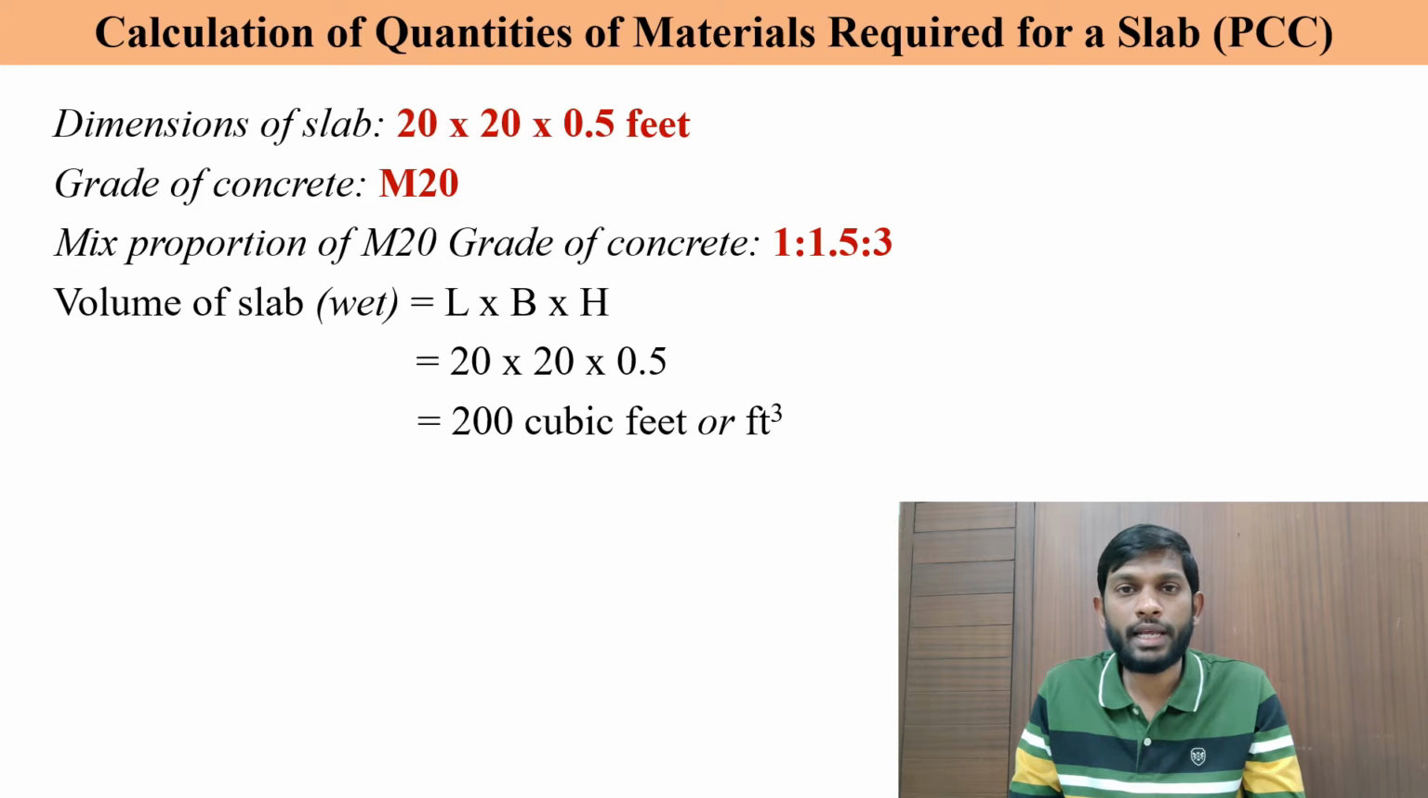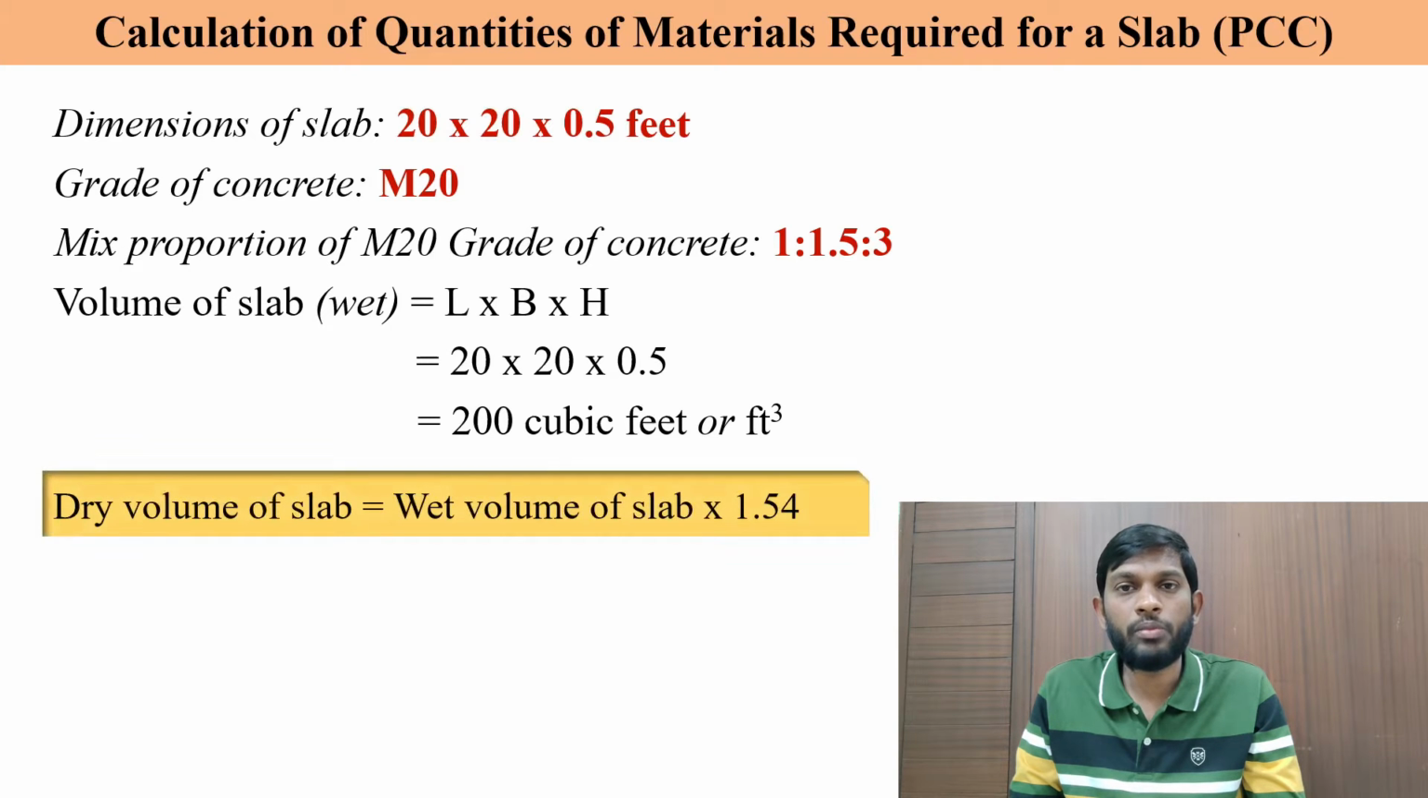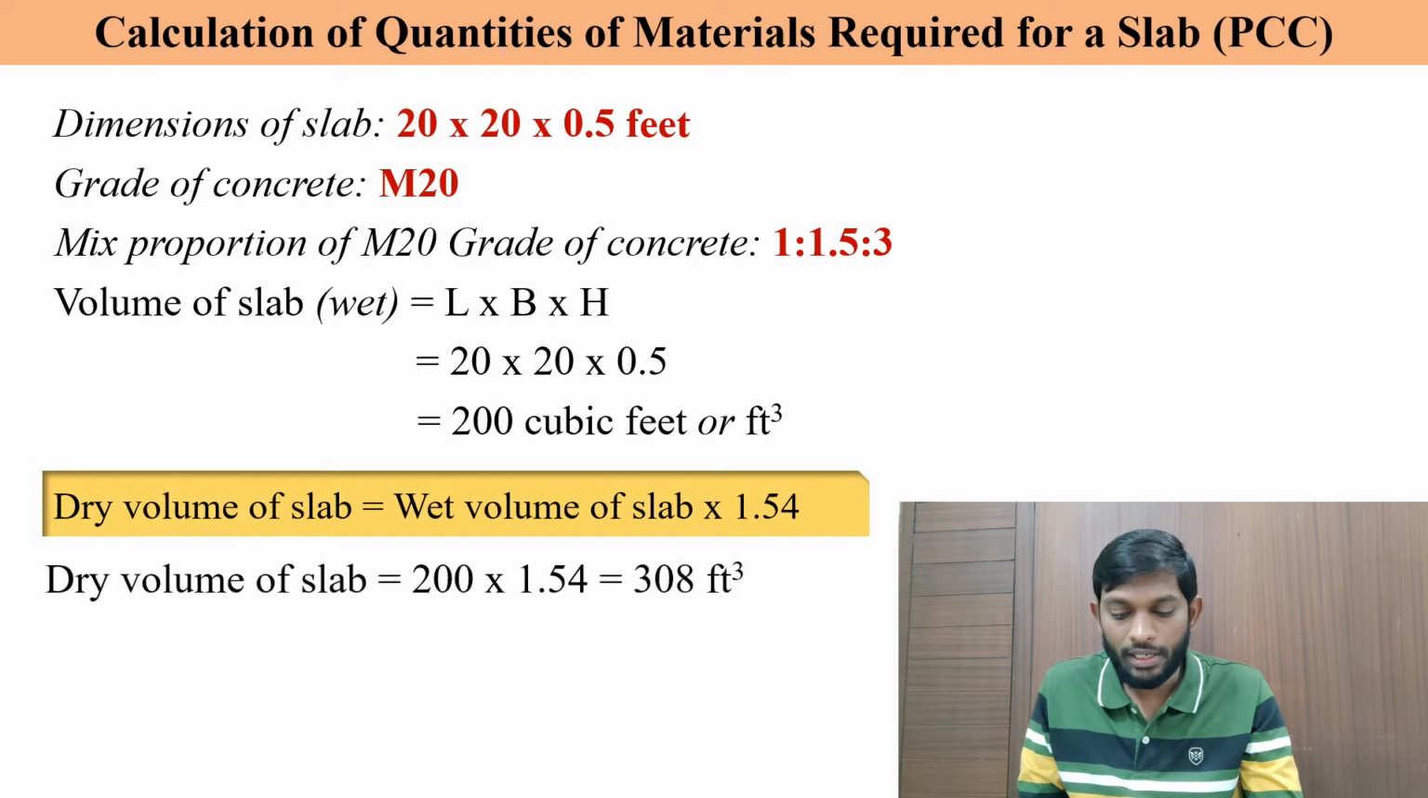Dry volume is calculated as dry volume equals wet volume into 1.54. Here 1.54 is a factor. So here the dry volume of the slab is calculated as 308 cubic feet. So now we have to calculate the volume of materials. That means we have to calculate the volume of sand, volume of cement and volume of coarse aggregate.